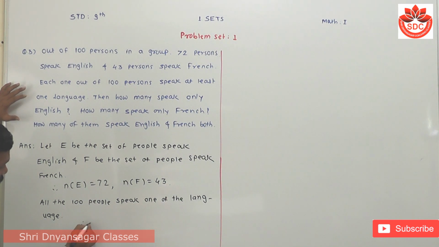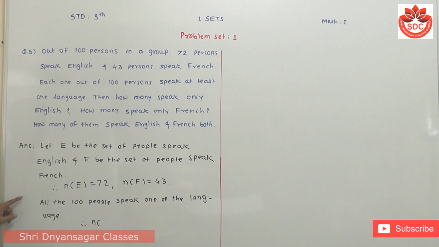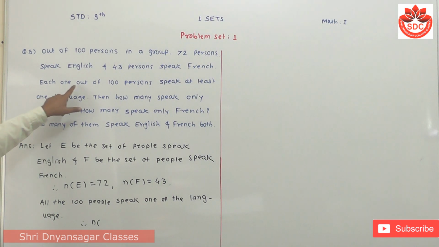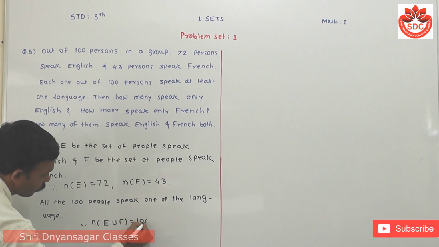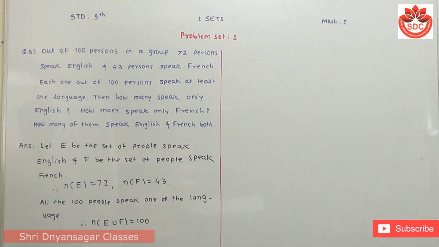That means the total number is n of their intersection language. All these people, out of 100%, speak at least one language, which means you have to take the union. n of the union is equal to how much? 100. Can you understand this step? All the 100.